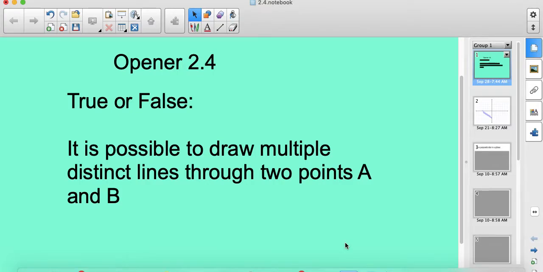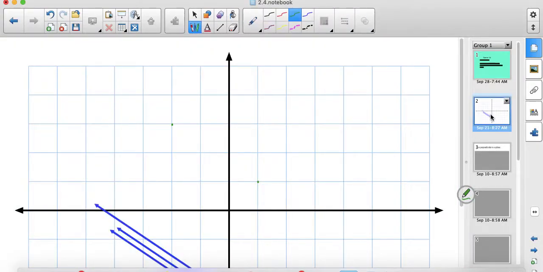All right, today we're going to start into 2.4. Starting with the opener that's here, it wants to know, is it true or false? It is possible to draw multiple distinct lines through 2 points, A and B. So if I make any 2 points here, I'll make one here at (1, 1), and I'll make one up here at (-2, 3). It wants to know, can you make multiple lines through those same points?